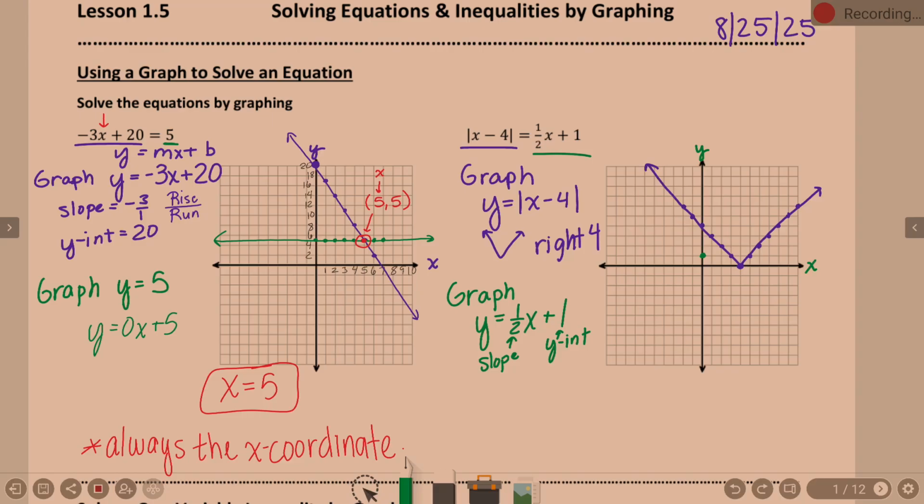And what's our phrase for slope again? Rise over run. So from this point, I'm going to rise 1, run 2. I'm going to keep going. Rise 1, run 2. If you want, you could reverse it. You could go down 1, left 2.